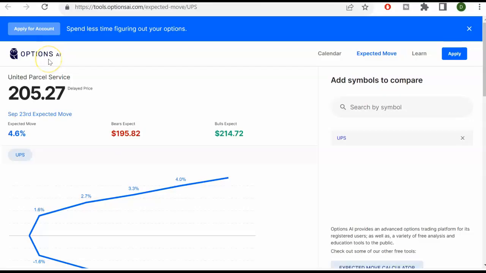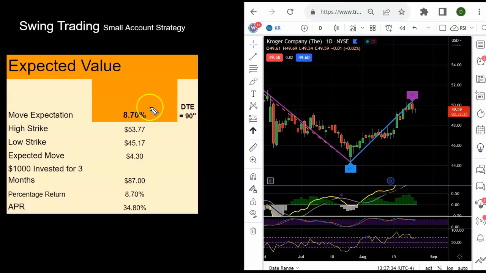A free tool that I use often, Options AI, just gives me the expected move of the market. Let me bring up Kroger, taking that knowledge and putting it in a little Excel chart or spreadsheet. That's the move. We're looking for a 6%. So we're in business here. I don't want to do any trading unless I can make 6%.